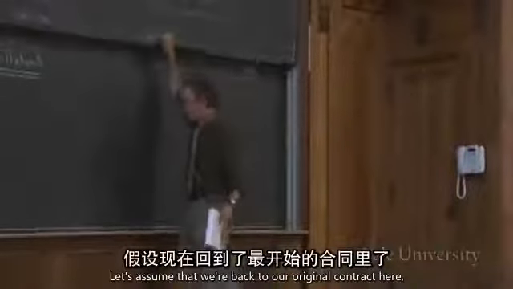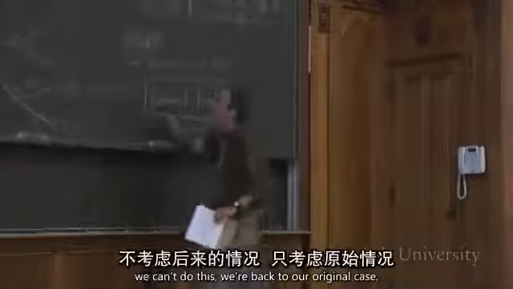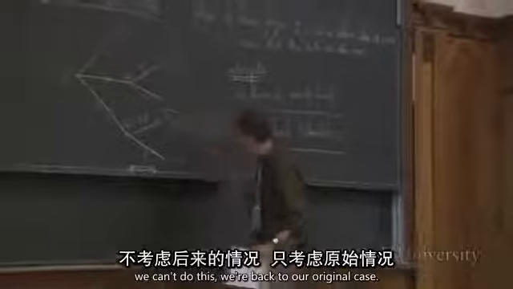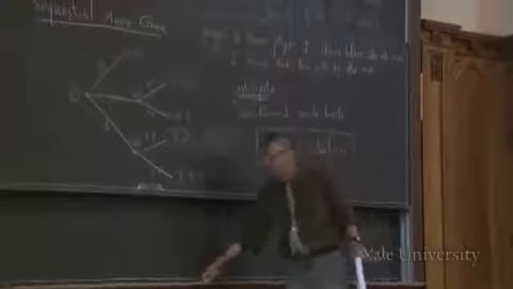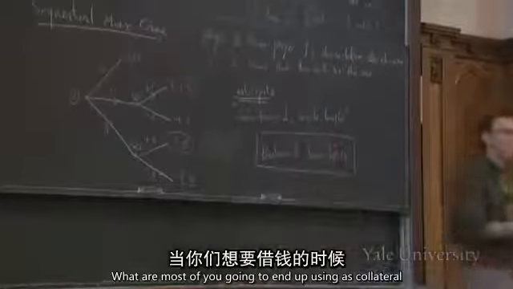Let's assume that we're back to our original contract here. We're back to our original case. What are most of you going to end up using as collateral if you borrow money?